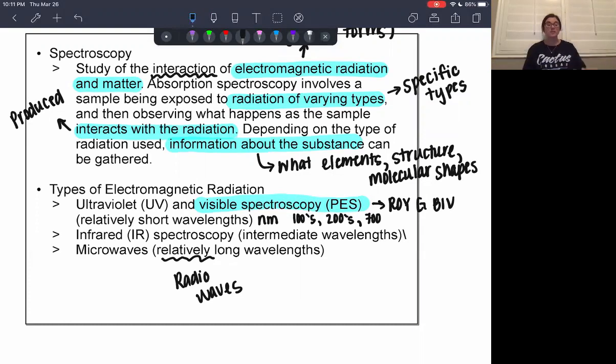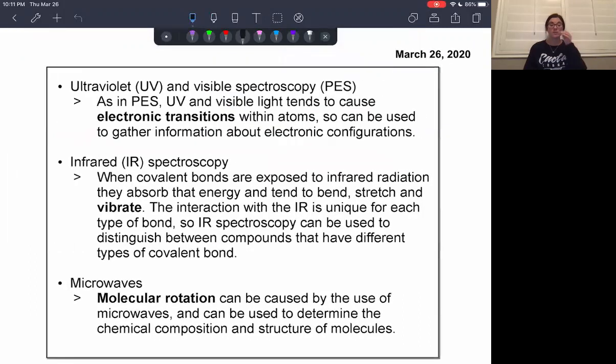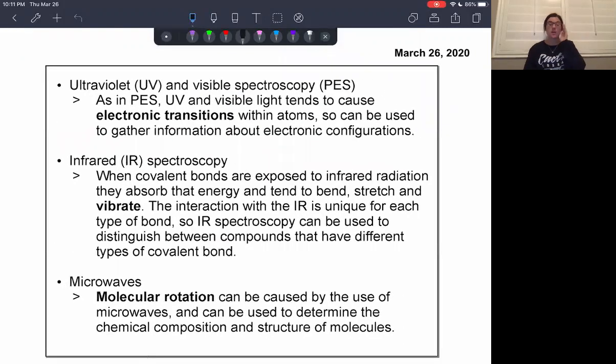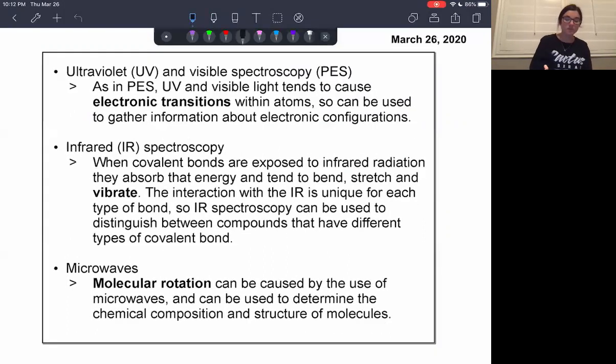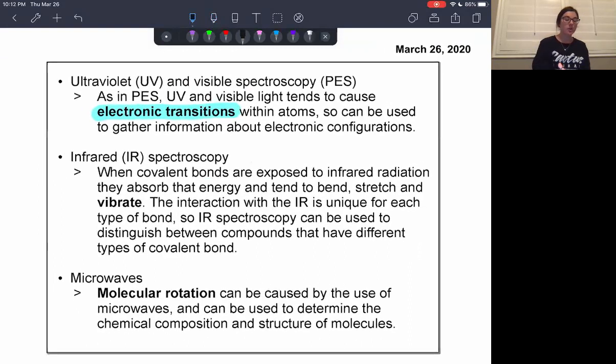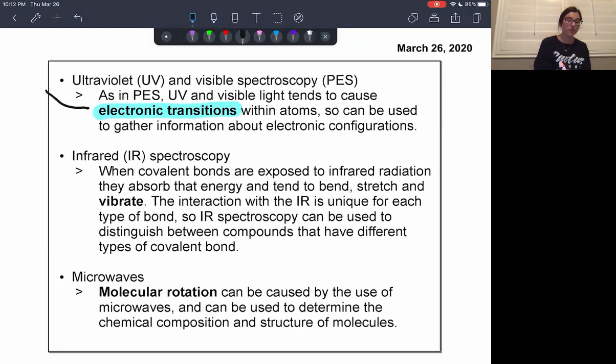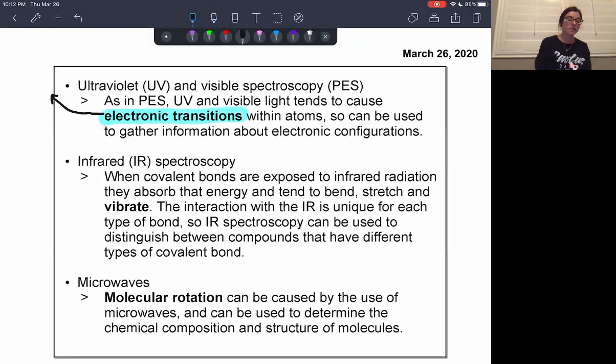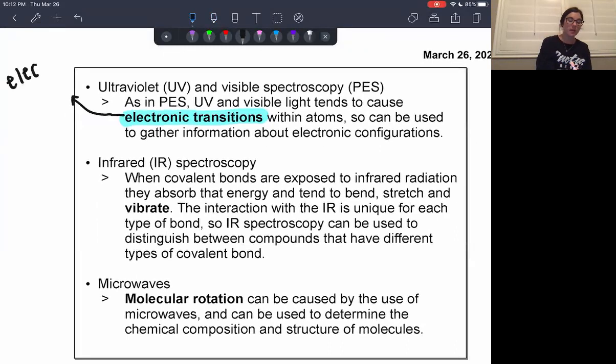So moving on to the next slide, we're going to talk about how matter reacts to each of these types of radiation. For UV and visible photons, we tend to see electronic transitions. Electronic transitions refers to electrons moving energy levels.